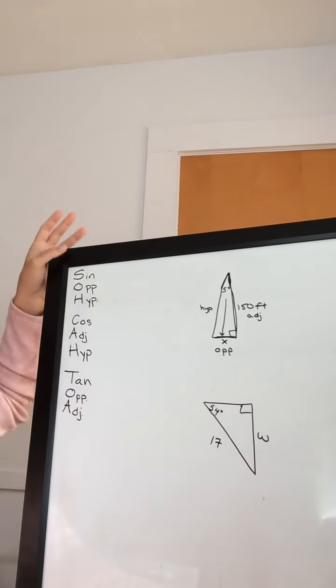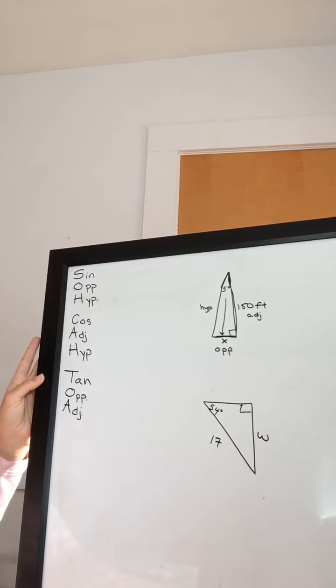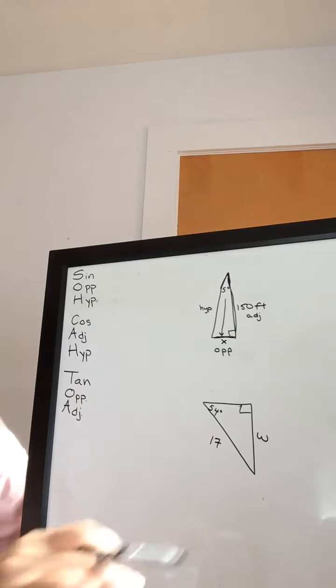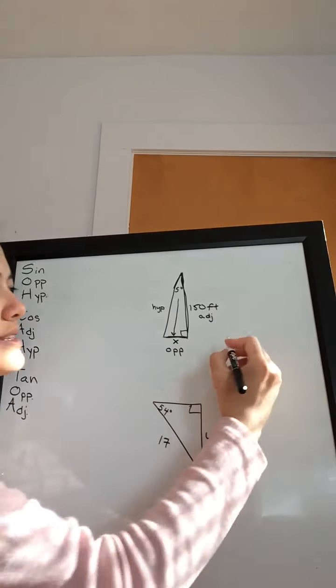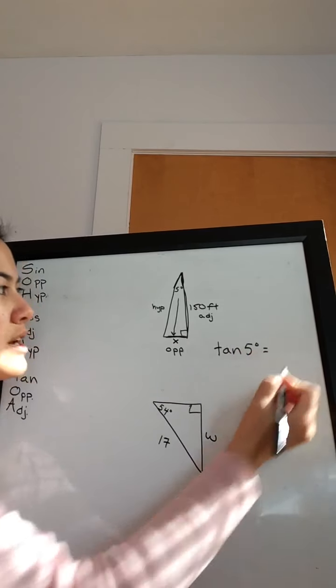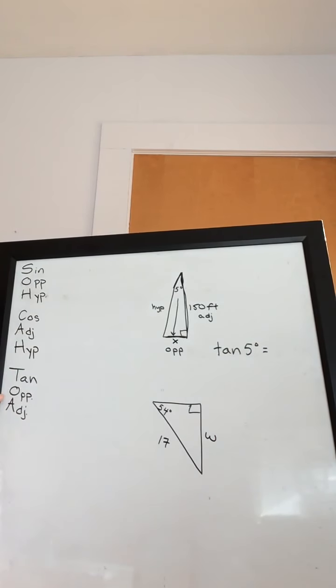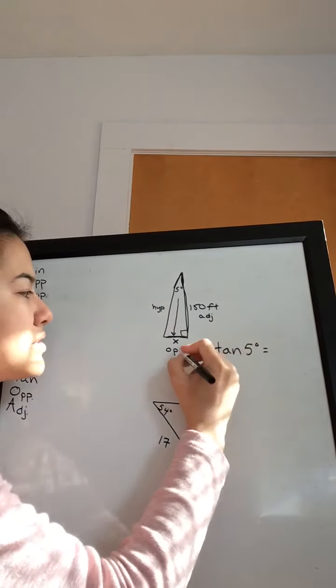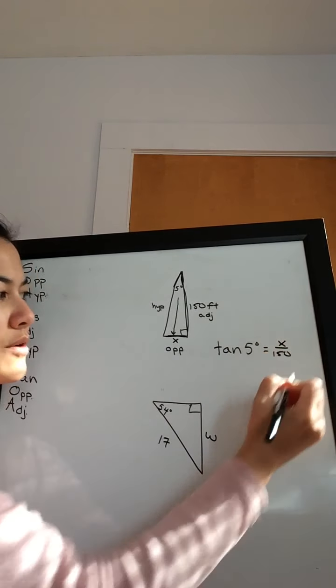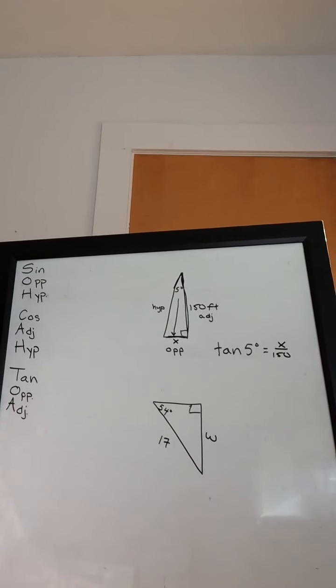So let's look at our options here. What are we going to use if we have the opposite and adjacent? Opposite and adjacent. We're going to use tangent. So we write this as the tangent of our angle, which is 5 degrees, equals opposite over adjacent. The opposite side is x, the adjacent side is 150. So now we just have to solve for that.